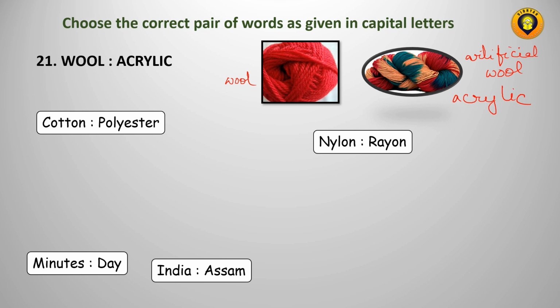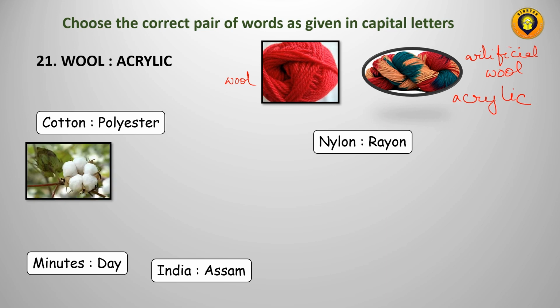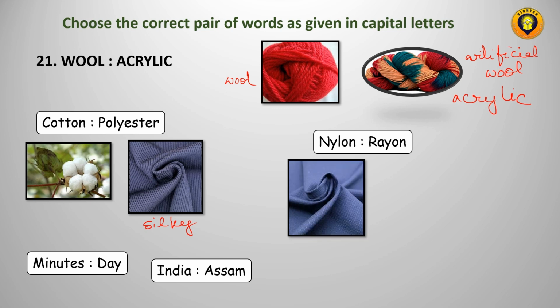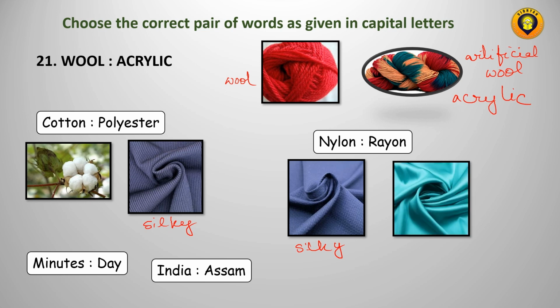How do cotton and polyester look? This is cotton, which is obtained from the cotton plant. And this is polyester, a kind of silky fabric or silky cloth. Nylon is also a kind of silky cloth. And rayon is also a kind of silky thing. Nylon, you can say, is an alternative to silk. And rayon is actually obtained from petroleum and it's a kind of fiber, a synthetic silk, you can say.